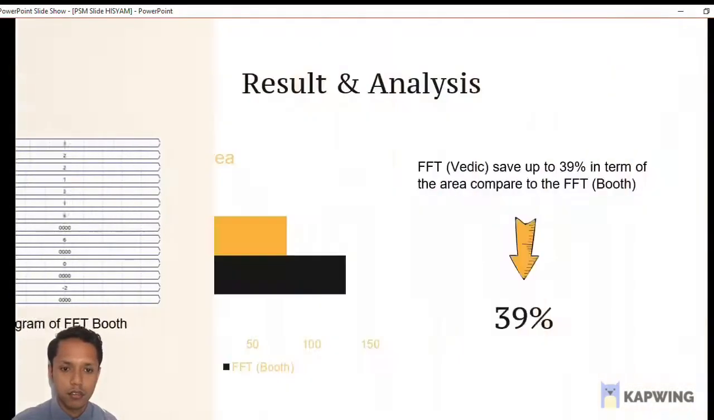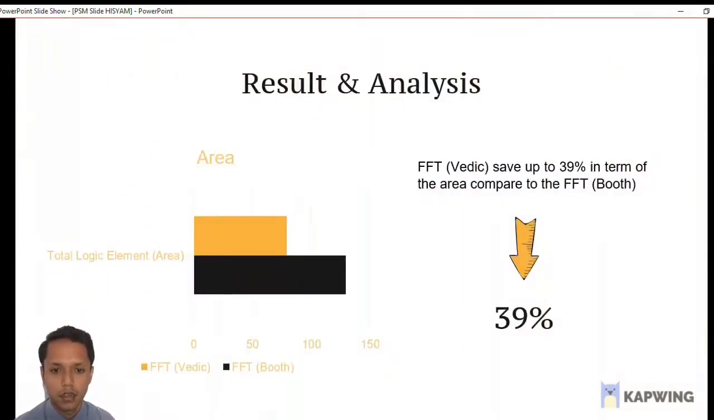Okay, the important part is the analysis. From the simulation, we obtain the result that FFT Vedic saves up to 39% in terms of area compared to the FFT booth. As you can see in the graph, the orange one is the FFT Vedic. FFT Vedic contains 79 total logic elements, which is the area, while the FFT booth contains 129 total logic elements, which is a difference of about 50.